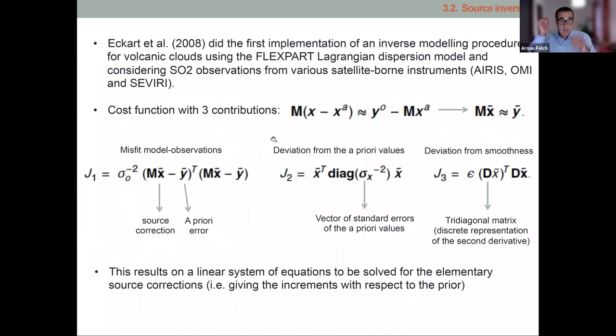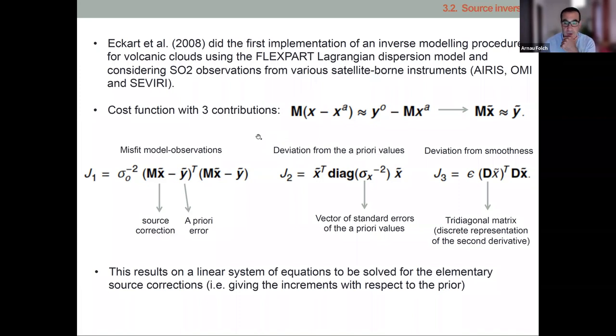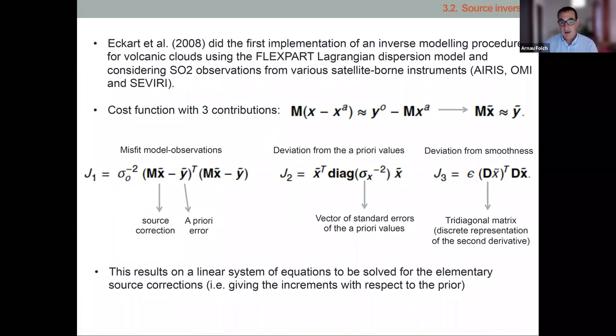So this, in the case of volcanic clouds, was first tested in 2008 by Eckhardt and co-authors. And in this particular case, they used the FLEXPART Lagrangian model with SO2 observations. And they defined a cost function with essentially three contributions. Okay, so we have a functional here that has three components, J1, J2, and J3. And we want to minimize this functional so that the corrections that we apply to these a priori sources give a minimum value of this functional, okay?